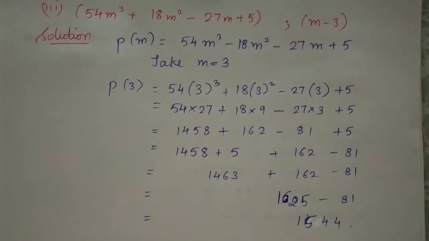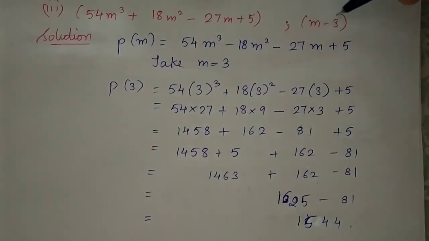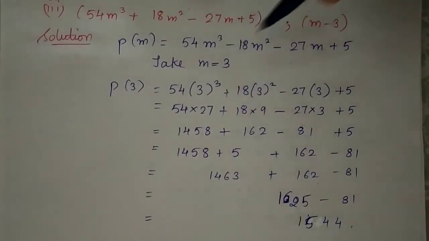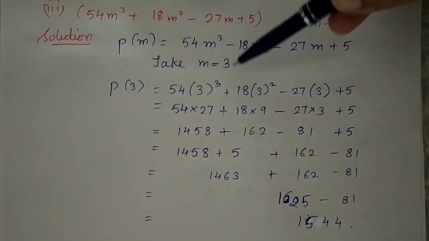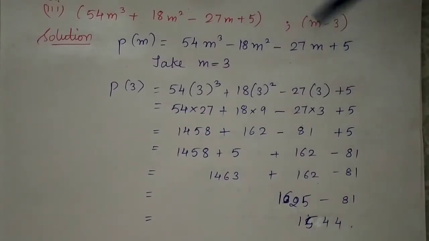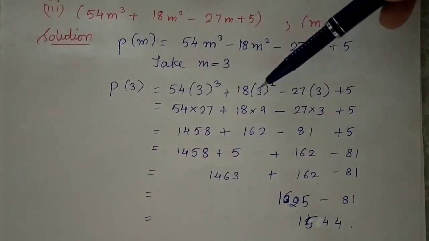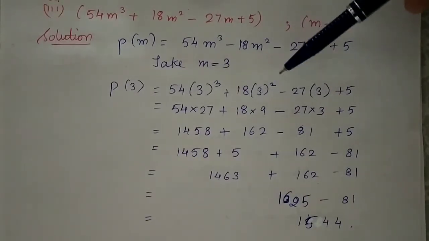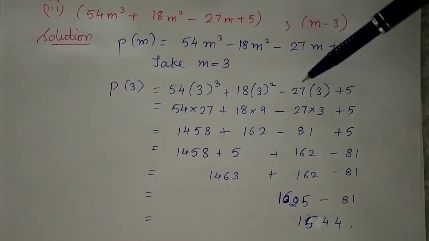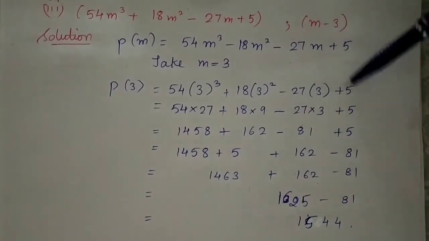Now the third sum. Here we have to divide it by m minus 3. So we are going to take m is equal to 3. The opposite of minus 3 will be plus 3. And we are going to substitute the value 3 in place of m. So 54 m cube, so 3 cube, minus 18 m, in place of m we write 3 square, minus 27, in place of m we will write 3, plus 5.